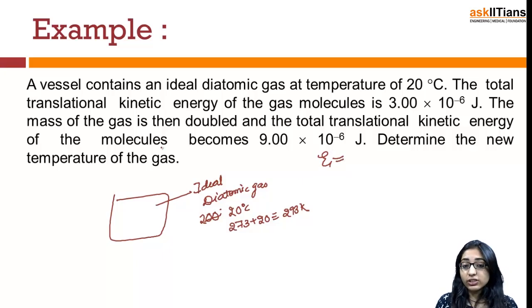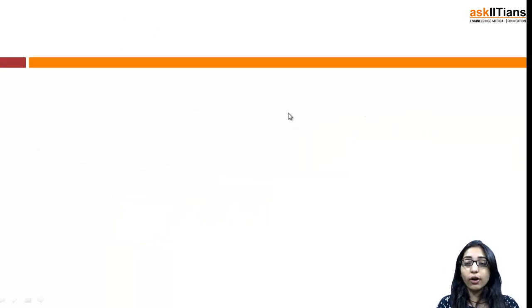The mass of the gaseous molecules is then doubled and the total translational kinetic energy of molecules has also been given a value of 9 into 10 raised to the power minus 6 joules. You have to determine what is the new temperature of the gas. So students, this question is simple enough, but the way to do this question is you need to simply first pen down all the data values which are given to you, arrange the values and hence find out the value of the unknown.